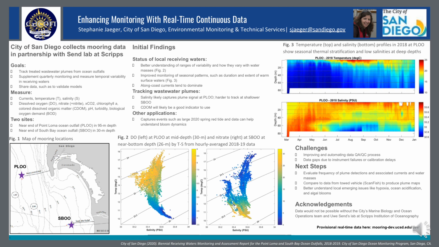We're also in the process of identifying the best ways to catch signals from the wastewater plume. One example so far is from Point Loma. We see low salinity waters, likely from the influence of the plume, on this plot.